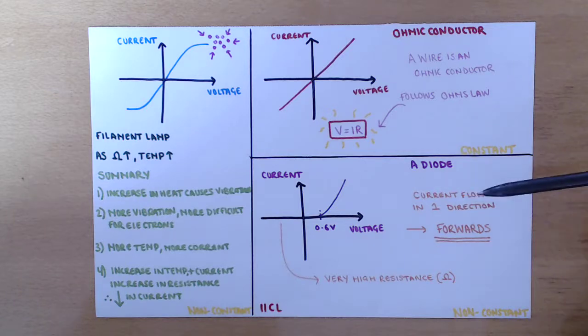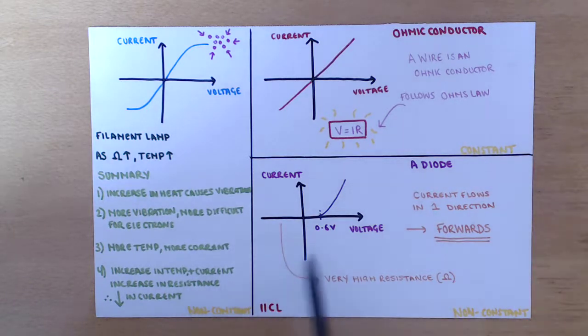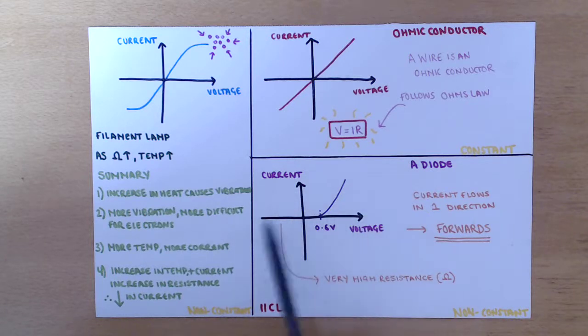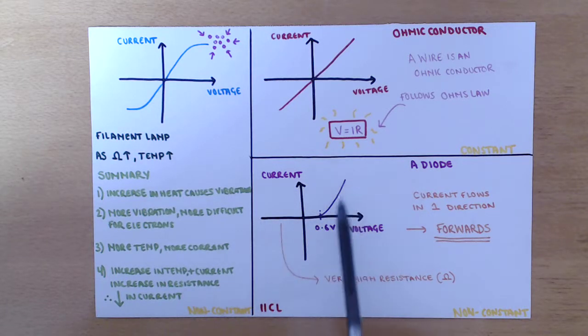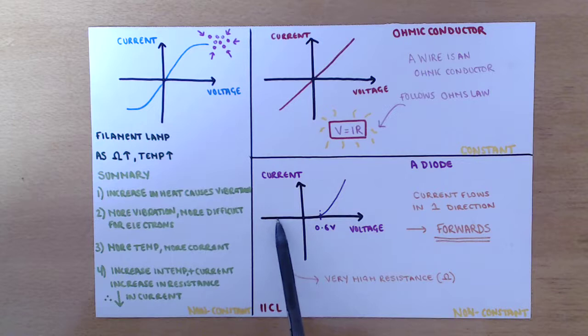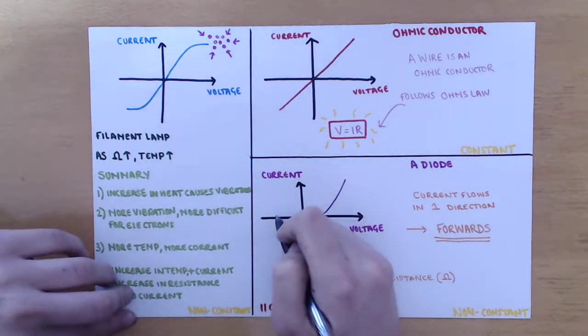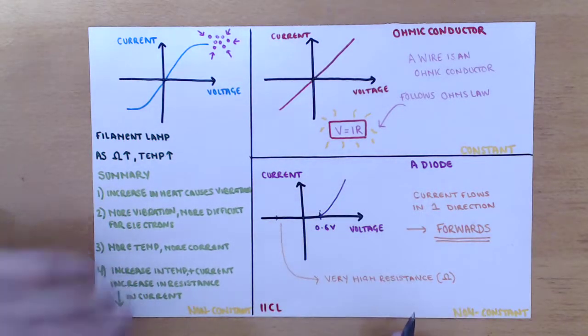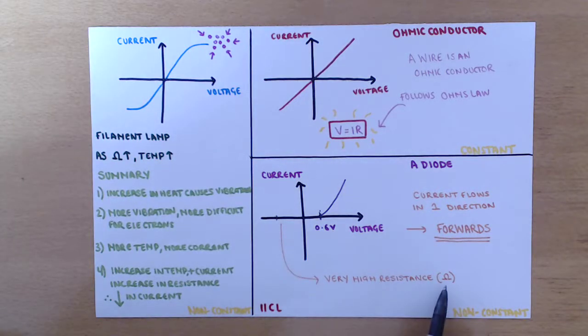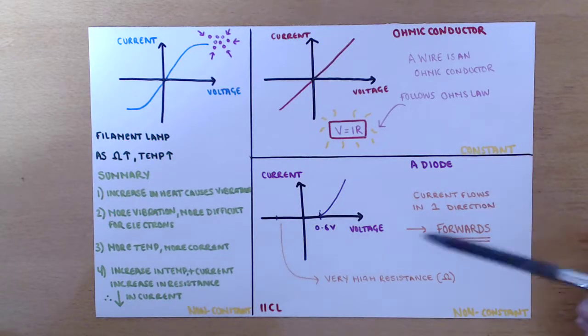So for example, we'd have a diode. A diode, you can see here that a graph of current against voltage, you can only really see something at 0.6, because below this point you have a very high resistance, and this very high resistance means that the current is so low. So for a diode, the current only flows in one direction, and that's forwards.